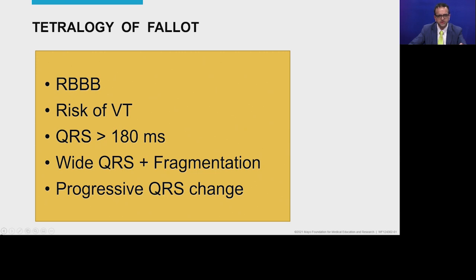And certainly pay attention to the progressive QRS change. Specifically note the R prime. If the R prime starts to get shorter and shorter compared to earlier ECGs, then think that the RV might be enlarging or failing, and that is something to think about and manage.